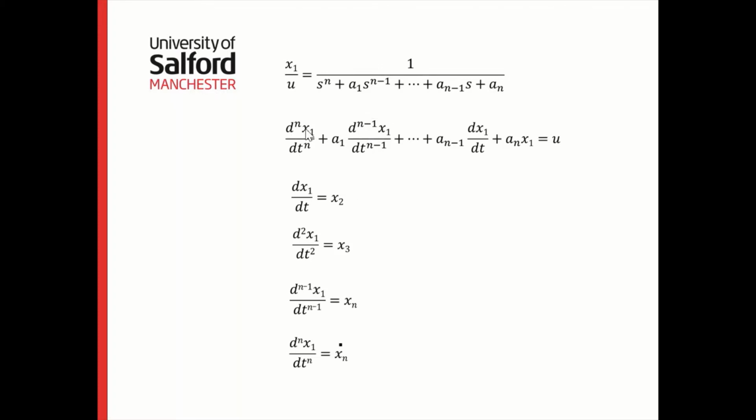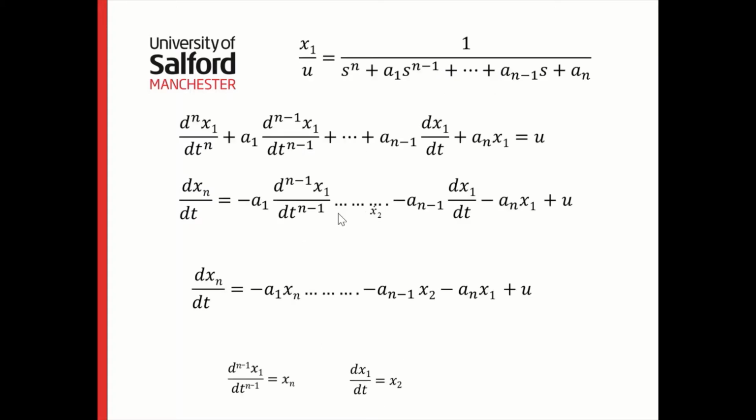And then d to the n of x1 we can write as xn dot, because if we differentiate this once more, the n minus 1 will go to an n. If we differentiate this, it's like putting a dot on top of it. So I could rewrite this equation now as the following. This is d to the n x1, d to the n minus 1, all the way down to dx1 to no d's. So there's the equation we had.